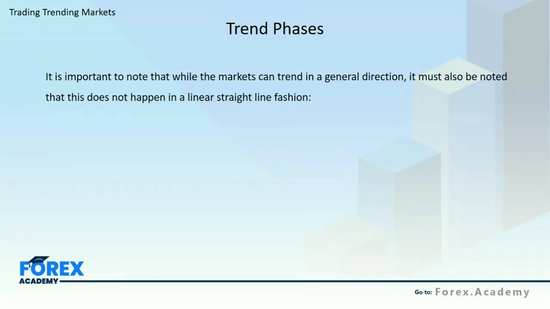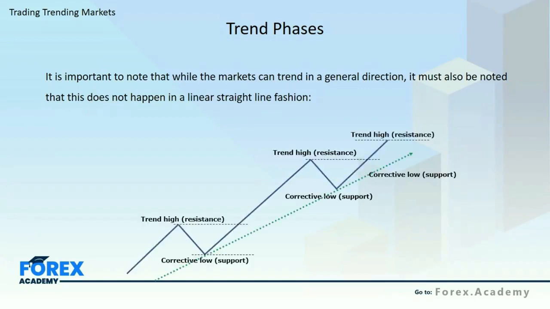Now, it's important to note that while the markets can trend in a general direction, it must also be noted that this does not happen in a linear straight line fashion. So as we've alluded to, that's not what trading is all about. Now, we can see here that price action, which is represented in this fairly easy to identify blue line, makes what's called a trend high. So that's when the market is pushing to the upside and we make a high in this market.